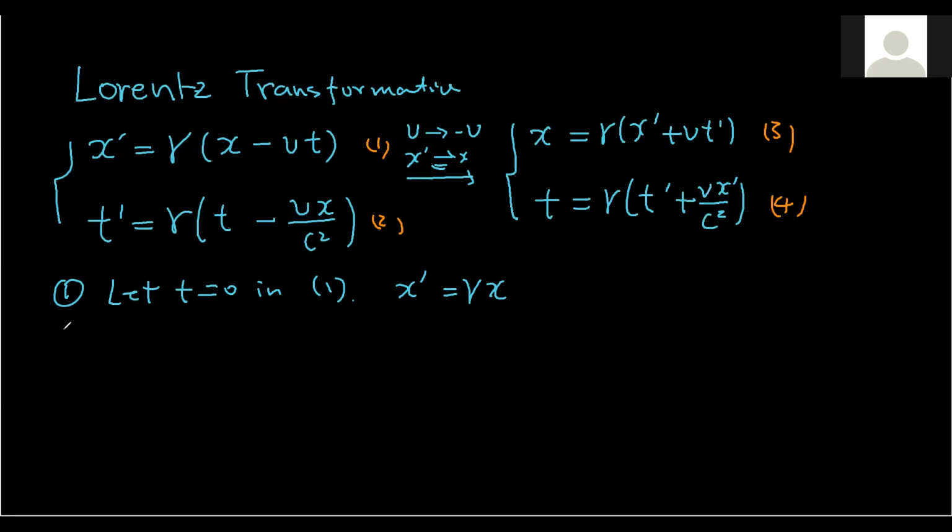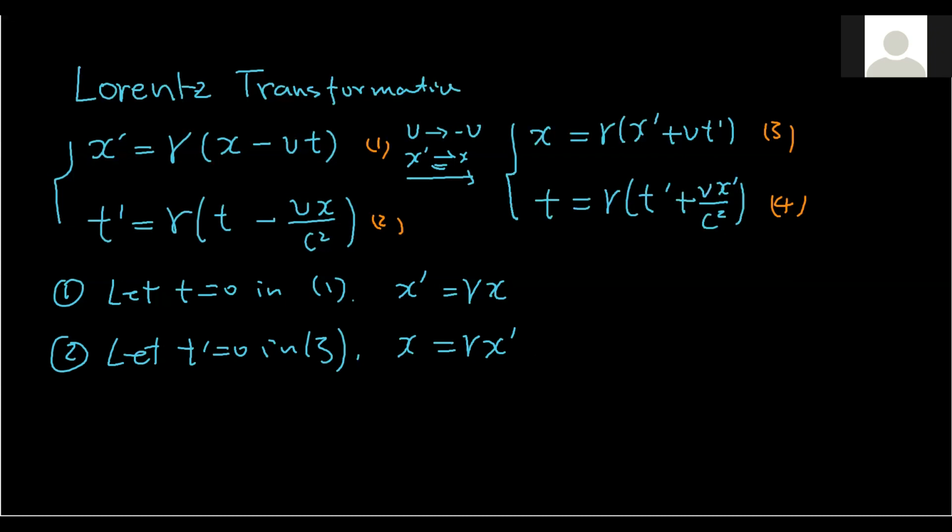Alternatively, we can set t prime equal to 0 in equation 3. What do we have? Let t prime equal 0 in 3. Then you have x equal to gamma x prime. Can you see the contradiction? Yeah, a direct contradiction. That is exactly what happened when we talked about time dilation.